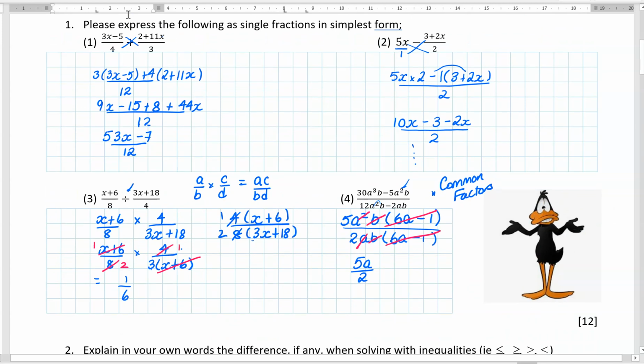So if you got that wrong in the test, hopefully that has helped. You can find more questions to practice in your textbook.